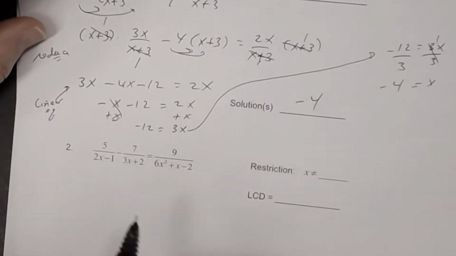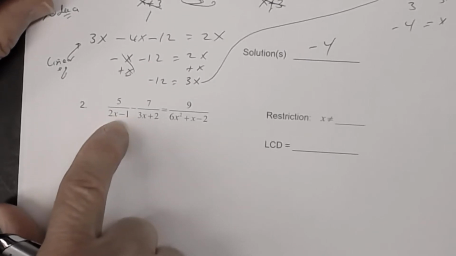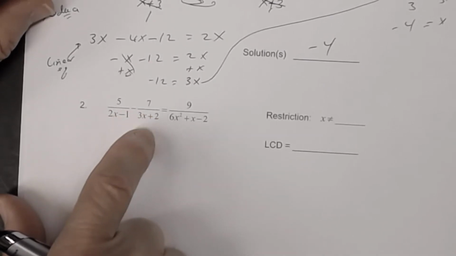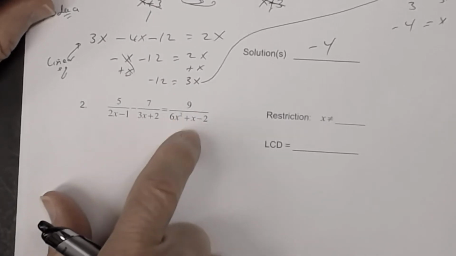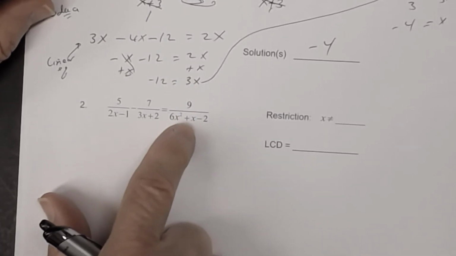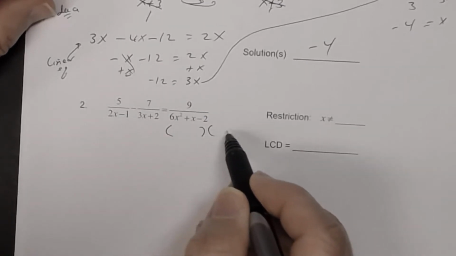Okay? Same thing here. If you look at that first rational expression, can I factor this denominator? No. If I look at the second rational expression, can I factor that denominator? No. But if I look at the third rational expression, that's a quadratic trinomial. Let's see if I can factor this.